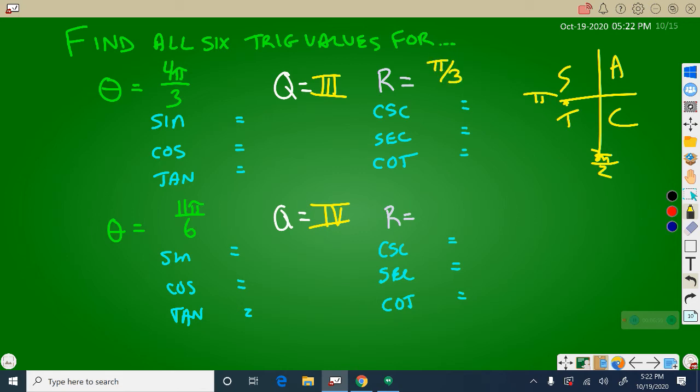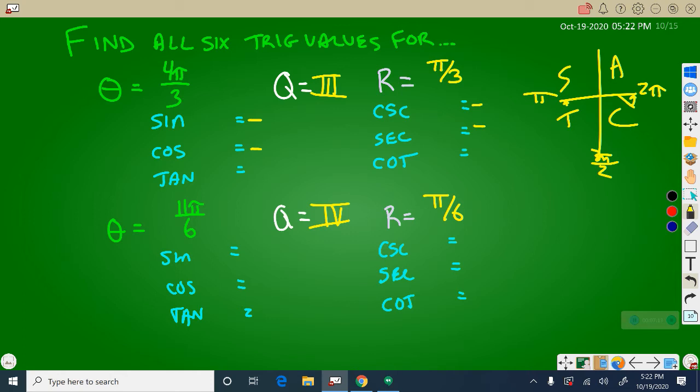For 11 pi over 6, you need to be getting up to 2 pi because you're right now in quadrant 4. You need to be going up the rest of the way. So that's going to be a value of pi over 6. Figure out your signs first if you would like, or you can do it at the end. Doesn't matter. Quadrant 3, tangent is the only thing that's positive, so everything else should be negative.